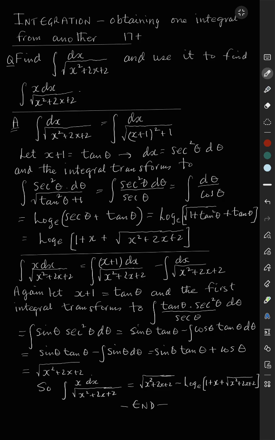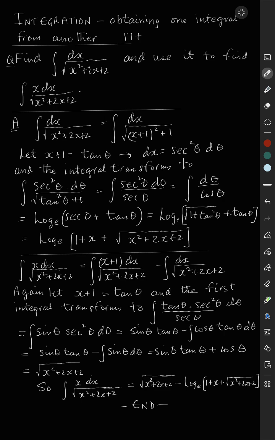So we end up with sec squared theta over sec theta d theta, which is d theta over cos theta, and that's a standard integral, namely log to base e of sec theta plus tan theta, and that will be equal to log to base e of square root 1 plus tan squared theta, and then plus tan theta, and then reverting to the old variable, that will be 1 plus x plus square root x squared plus 2x plus 2.